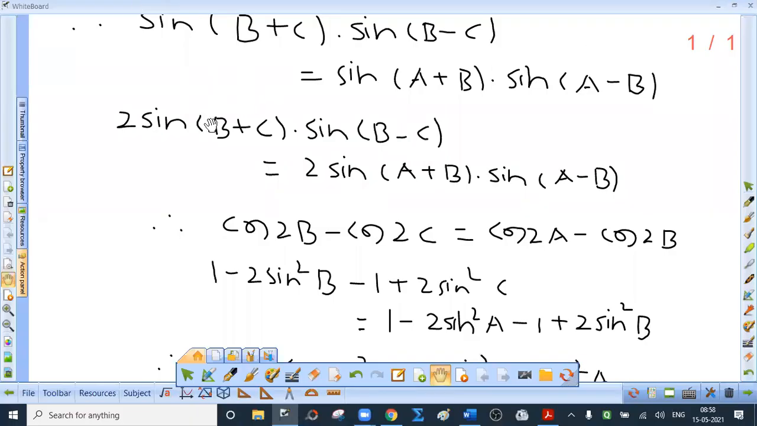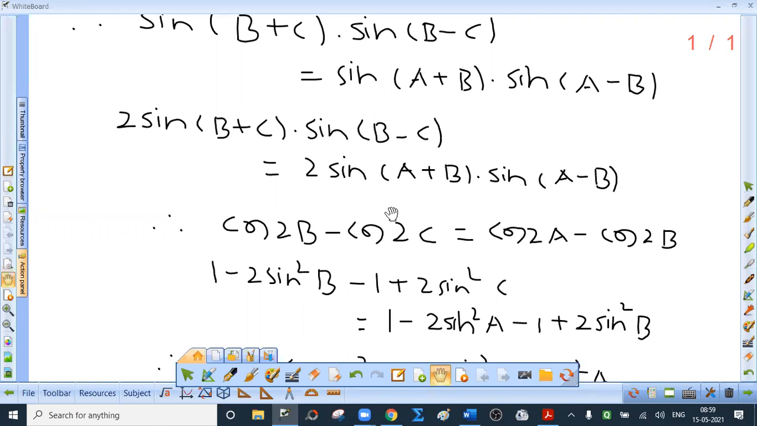Now multiply both sides by 2. Why? So that I can use the formula. 2 sin of B plus C into sin of B minus C. What is 2 sin A sin B? Cos of first angle minus second angle minus cos of first angle plus second angle. So 2 sin A sin B is cos of A minus B minus cos of A plus B.